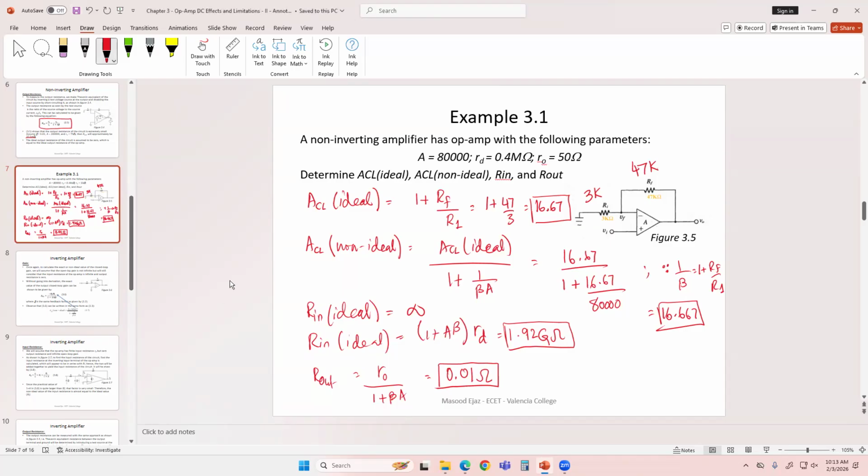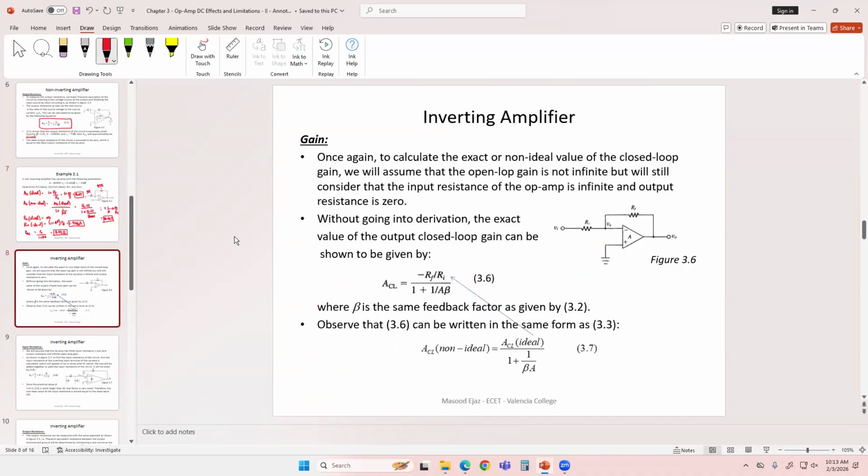So you saw that the ideal parameters that we are using are justified to be used. It's not like they're going to give us incorrect results. It's going to give us correct results, because the non-ideal or the actual parameters are still going to give us pretty much the same results.